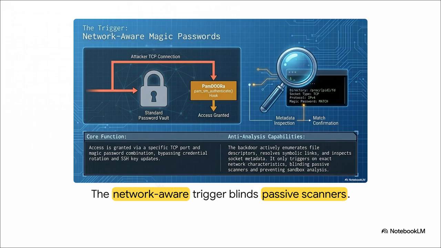And the trigger mechanism itself is incredibly sophisticated. The backdoor actively enumerates file descriptors, resolves symbolic links, and inspects socket metadata like the socket type and protocol. It's looking for very specific network characteristics, a precise TCP port combined with a magic password. This strict network-aware conditional logic essentially blinds passive scanners. It thwarts sandbox analysis entirely, and it completely bypasses standard credential rotation.